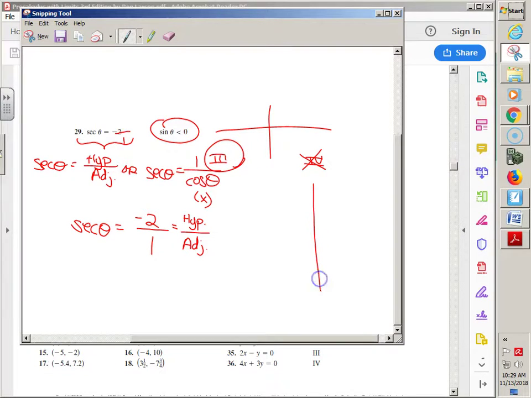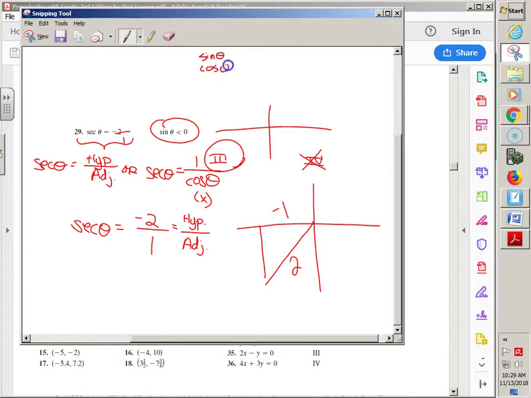Which helps me because then I could make a triangle and say, okay, I know I'm in the 3rd quadrant because sine's negative and cosine is negative. So then I could go ahead and throw in my hypotenuse and my adjacent. And I need to find all 6 trig functions.